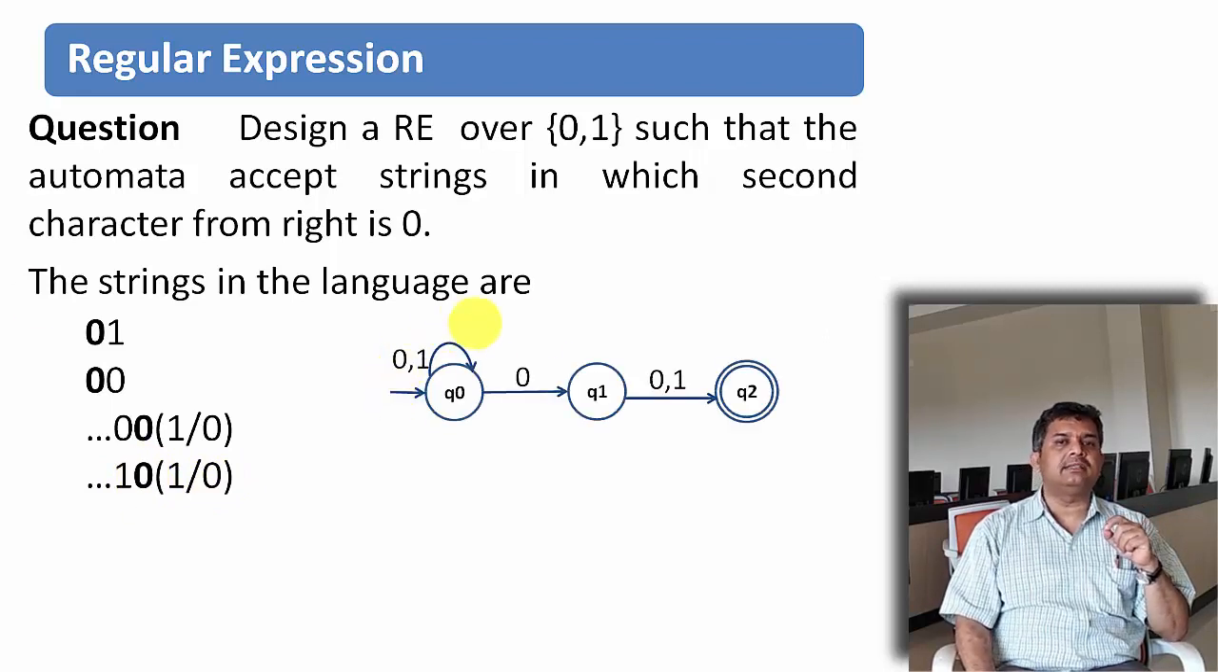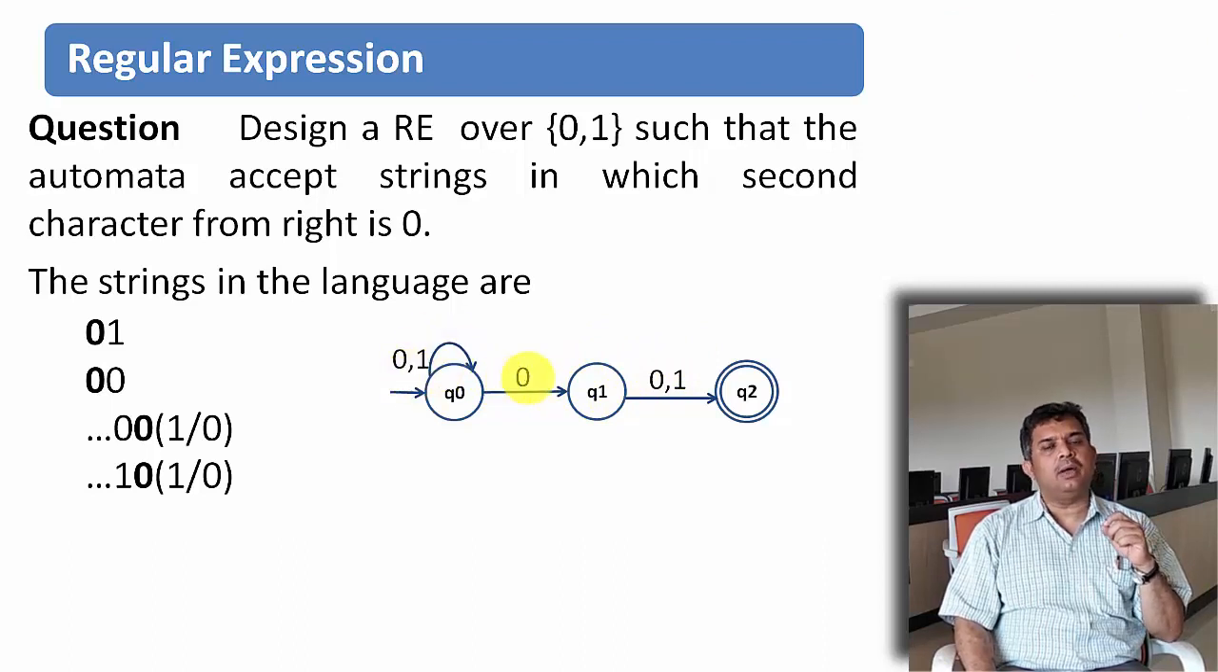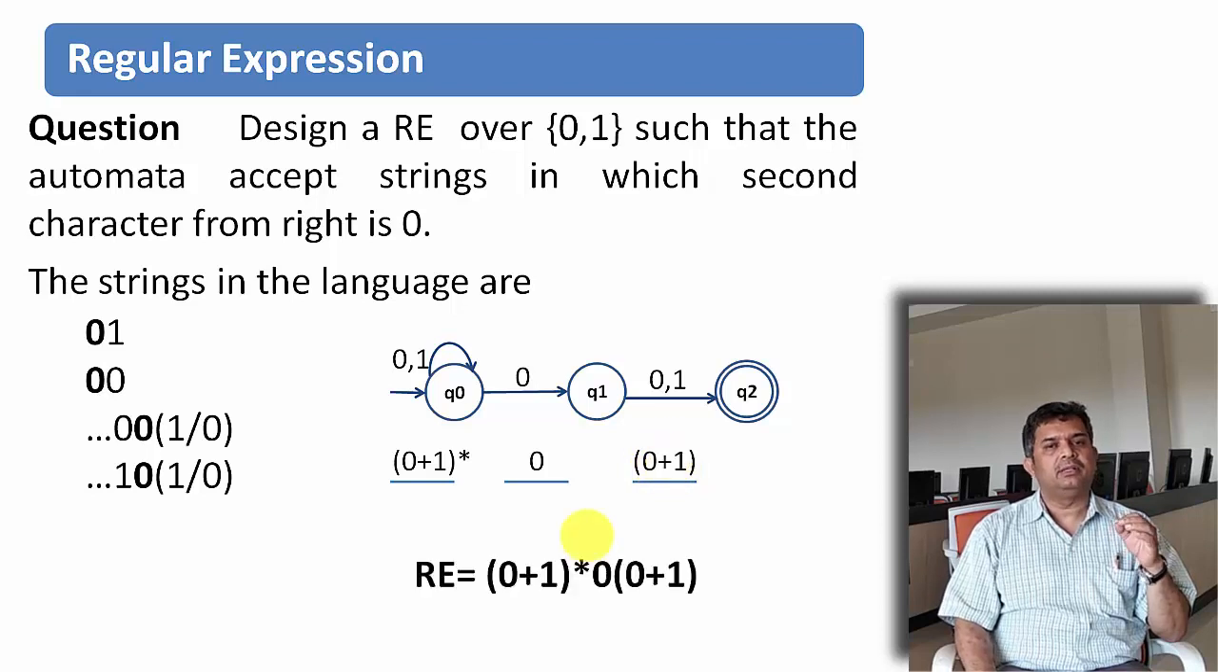So the NFA that I can design is like this. From the last, this transition may take either 0 or 1. Before this transition, according to the question, it is supposed to be 0. And before that, any string on 0 and 1. So there are three different kinds of transition here. The first one is a loop, that is (0+1)*. The second one is 0. And the third one is 0 or 1, which, as I have already told you, we can represent with the plus symbol. So the regular expression will be (0+1)*0(0+1).